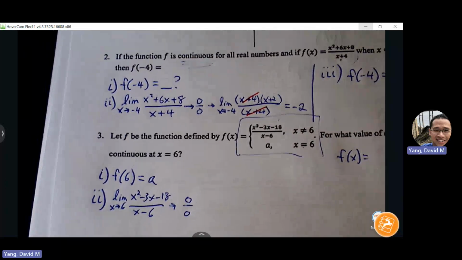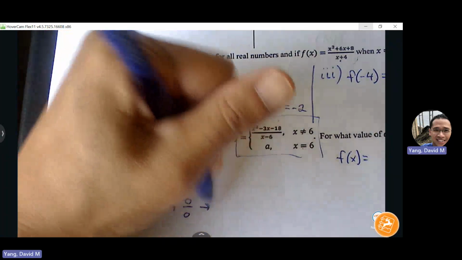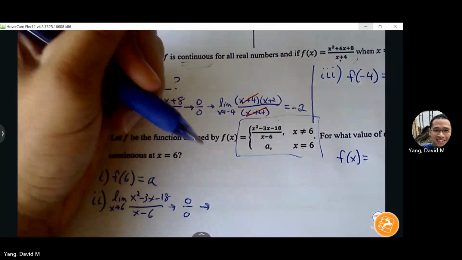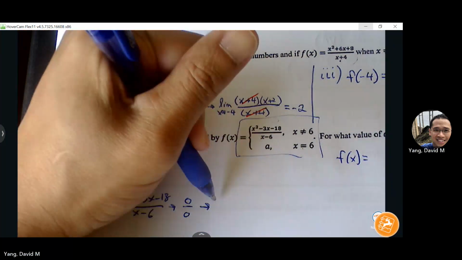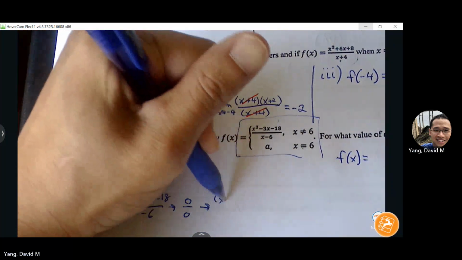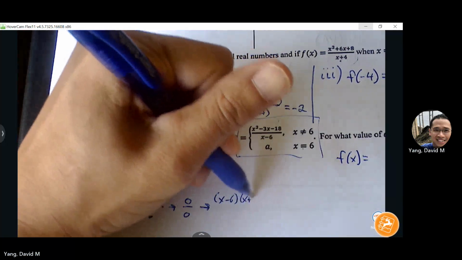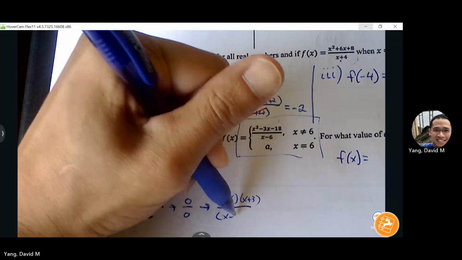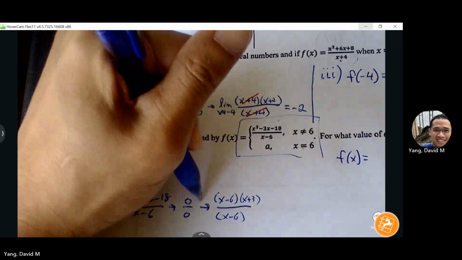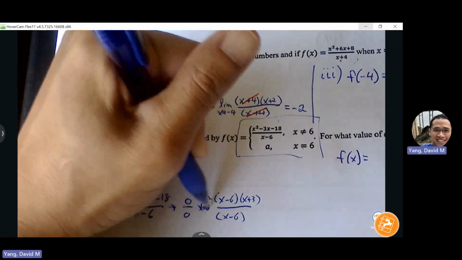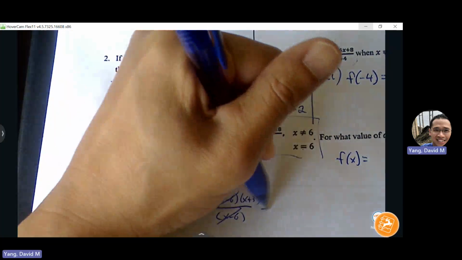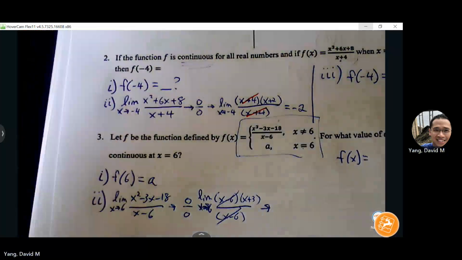Okay, we do get 0 over 0. We continue factoring, reduce, reevaluate, and what do we get? Got to write out my limit notation here. Reduce, reevaluate. What's my limit?